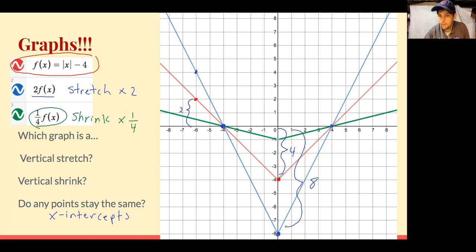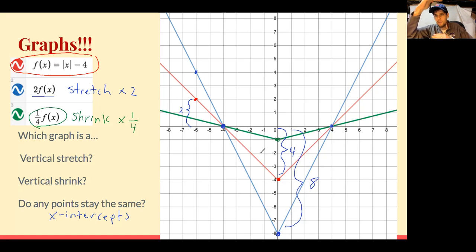And we can start by, let's just go ahead and look at that first point we looked at last time. Right down here, we're at -4. That's 4 units away. And the new graph is at 1. It's only 1 unit away. That is 1/4 of the overall distance that it was originally. That's where we're seeing that 1/4, and it's shrinking.